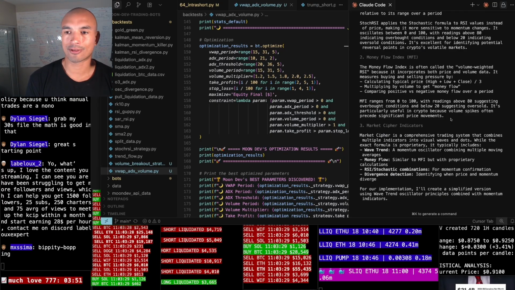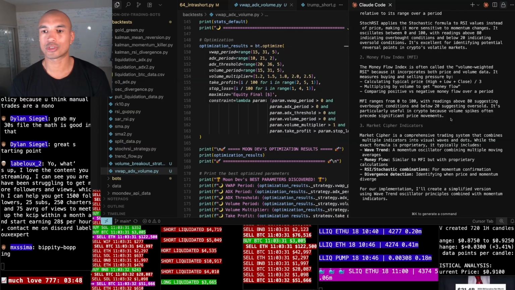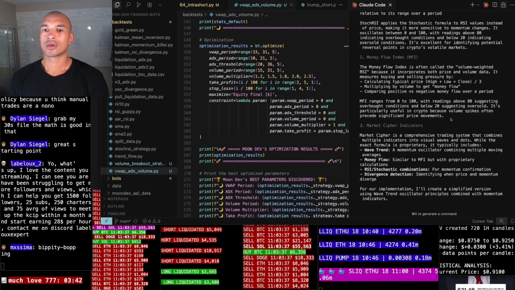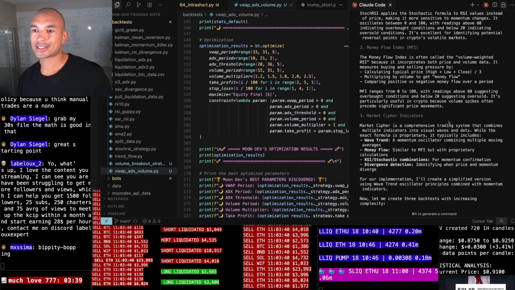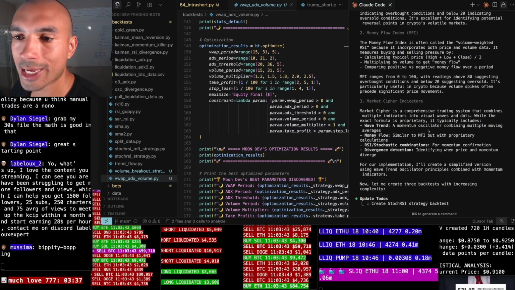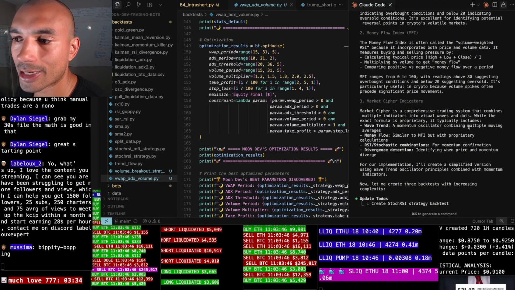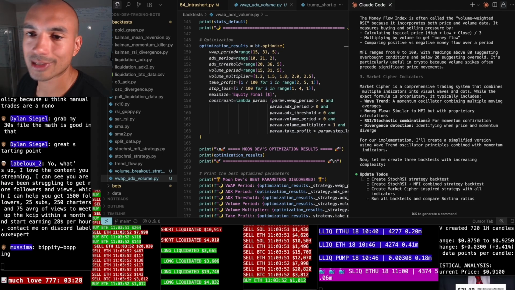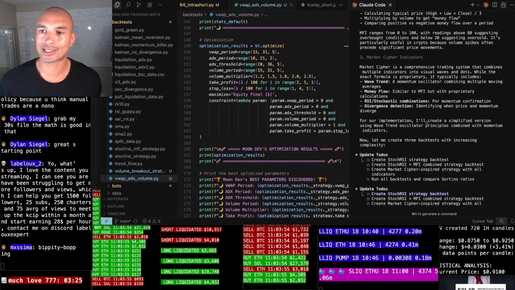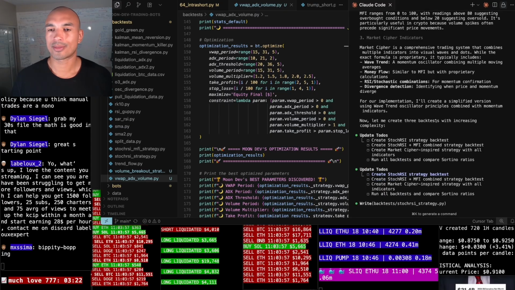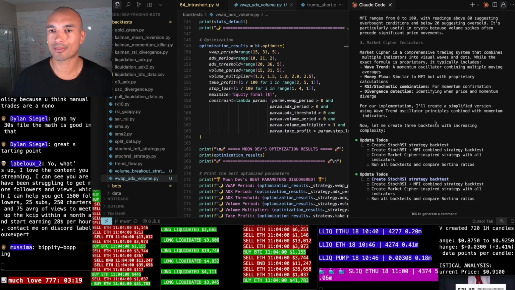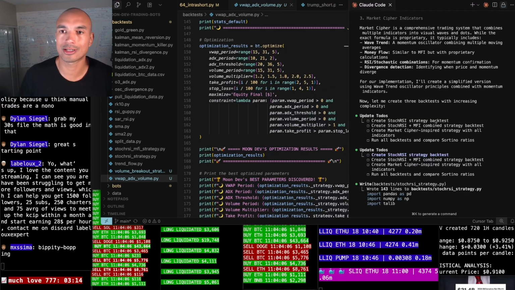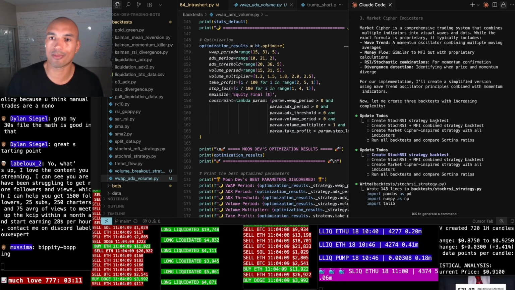The market cipher is a comprehensive trading system that combines multiple indicators into visual waves and dots. While the exact formula is proprietary, it typically includes wave trend, a momentum oscillator combining multiple moving averages, money flow similar to MFI but with proprietary calculus, RSI, stochastic combos for momentum confirmation, and divergence detection, identifying when price and momentum diverge. For our implementation, I'll create a simplified version using the wave trend oscillator principles combined with the momentum indicators.